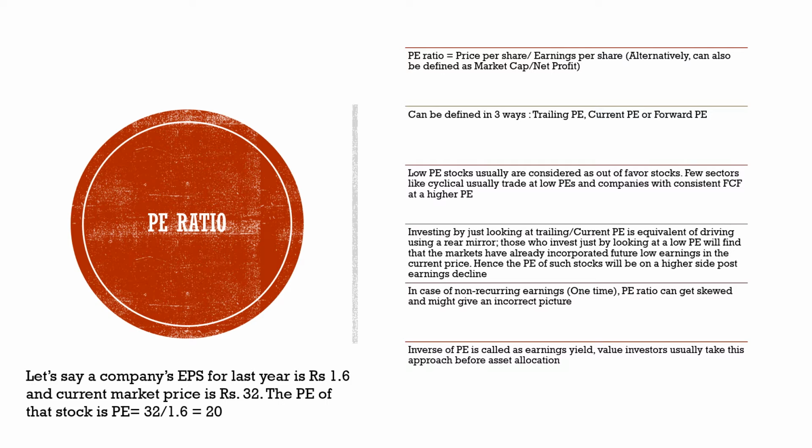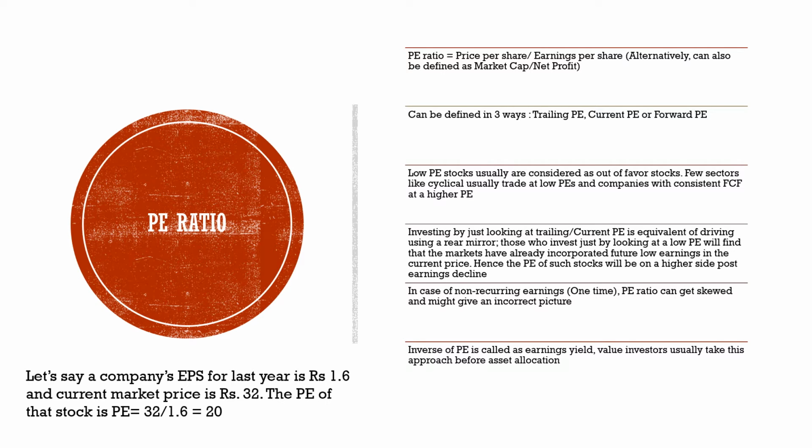So basically, what is happening is you are taking decisions based on what has happened in the past, but markets are all about what's going to happen in future. So those who invest by looking at a low price to earnings will find that the markets have already incorporated the future lower earnings in the current price.